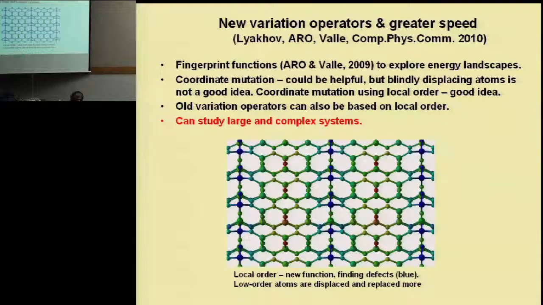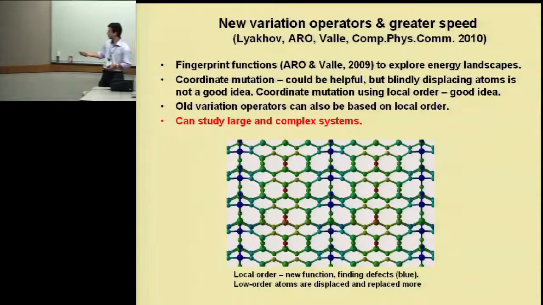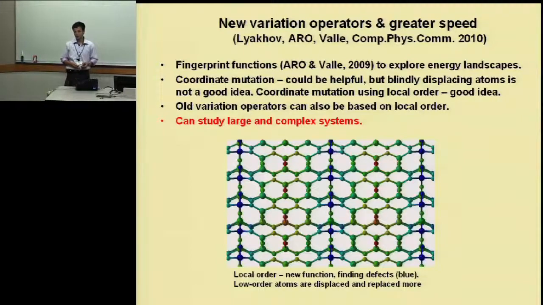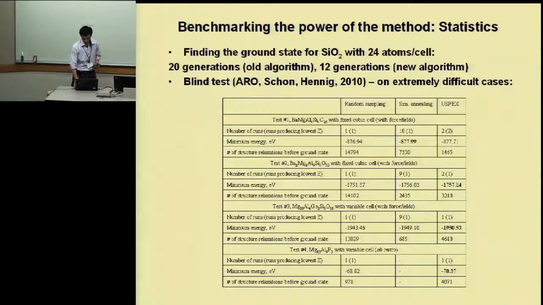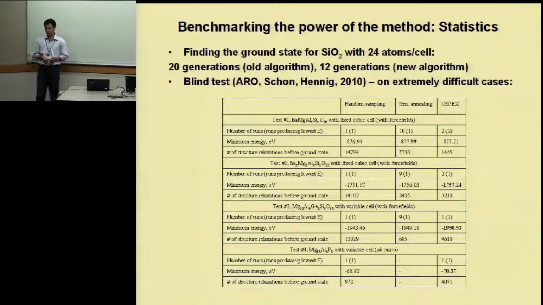And these kinds of developments actually improve the speed of calculations by a further factor of between 2 and 5. So now we can study relatively large systems. We have done a blind test for the first time for inorganic crystals. We have done a blind test of different structure prediction methods.